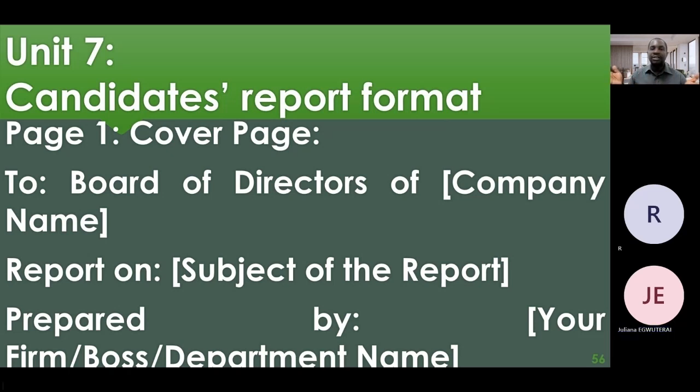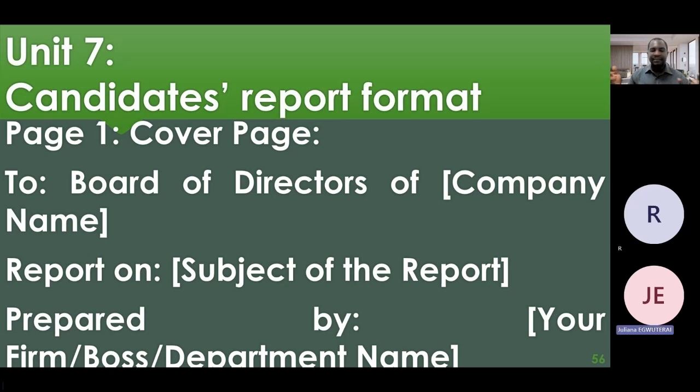Okay, so if it's internal, you don't need the letter-headed format. You don't need the company letter-headed. You just write to and from. So to your boss, the name of the company, from a person here. So the internal report does not need a letter-headed because it's not going out.